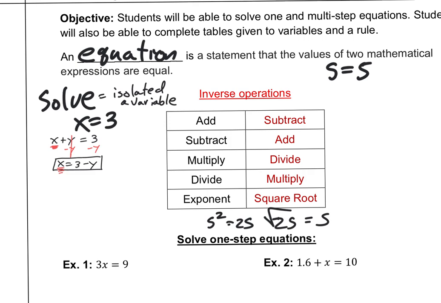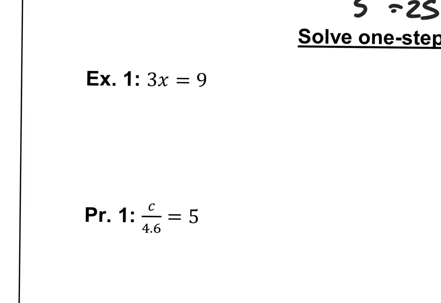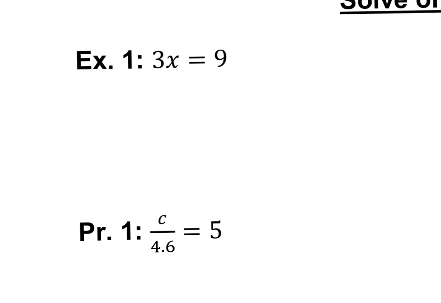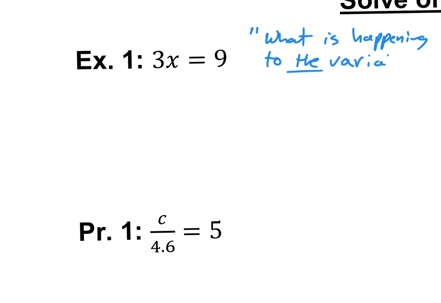So let's start off with example number 1. 3x equals 9. The question I want you always asking yourself, and you might hear me say it a few times in this video, is: what is happening to the variable? And when I say the variable, I mean the variable that you're solving for. So in this case, I have 3 times x equals 9. What's happening to the variable? It's being multiplied by 3. All right, I don't want it to be multiplied by 3. I want to undo that.